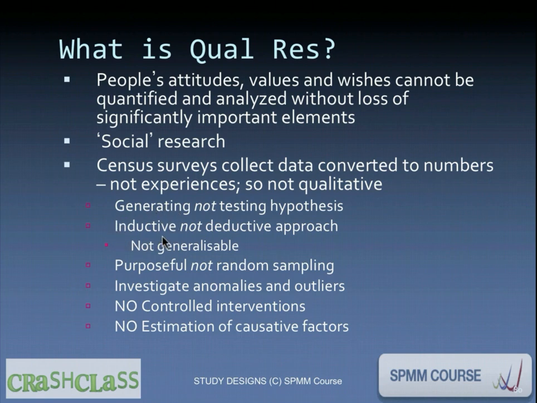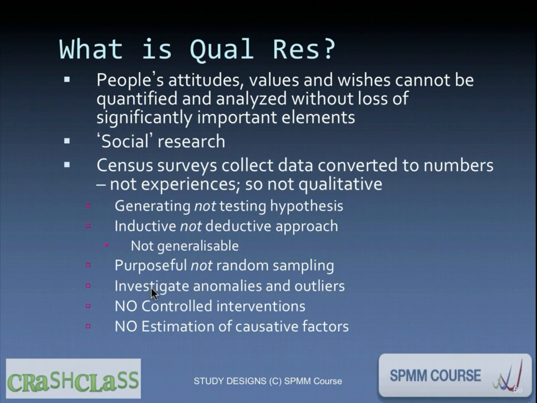We only study a phenomenon or a set of phenomena that are of interest to us in a sample, and we do not generalize from that sample to anywhere else. But in quantitative, we study a small sample and we generalize to a larger population. Okay, so in quantitative research, like case control and cohort, we do a deductive approach, but in qualitative research, we do an inductive approach. So that is not generalizable.